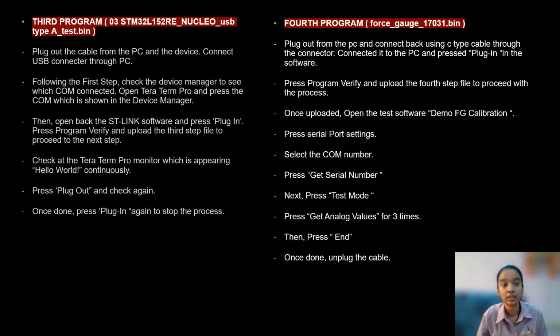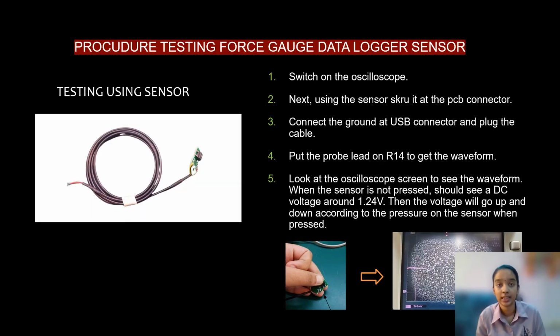And this is the third program, to check whether the USB connector device is receiving a program called Hello World, and the fourth program is the last test, using a demo FG calibration. Next is testing the device using a sensor. This is a sensor screwed onto the device with a PCB connector, to check whether the sensor is working or not by looking through the oscilloscope.